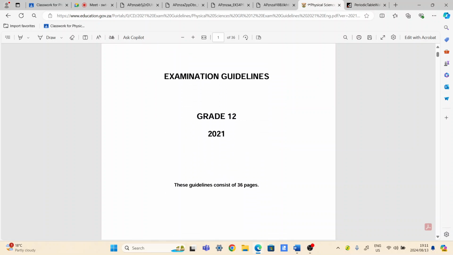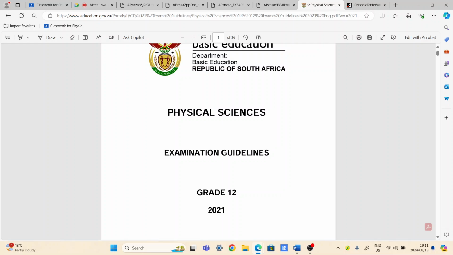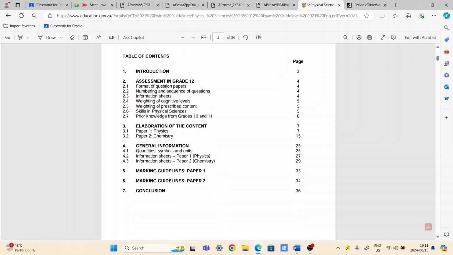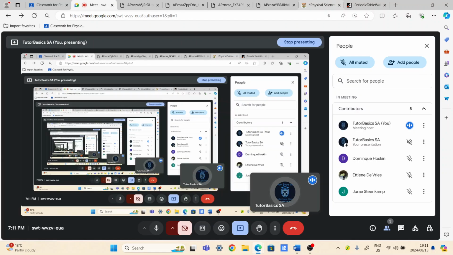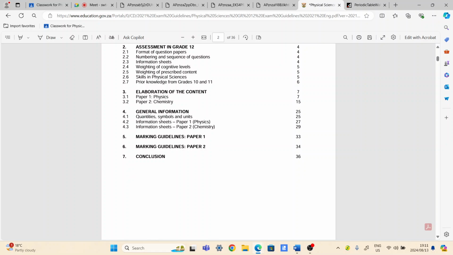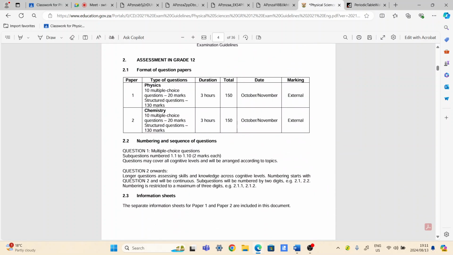Alright, so I just want to go over this document with you guys. This is the examination guidelines. I think this is extremely helpful for understanding how to get maximum marks from the work. Let's go through this quickly. I'm skipping the introduction. You have your breakdown here. Firstly, physics and then chemistry, right? Both of them have multiple choice questions with 20 marks, and then the other 130 marks are structured questions. So that's based on theory as well as calculations.